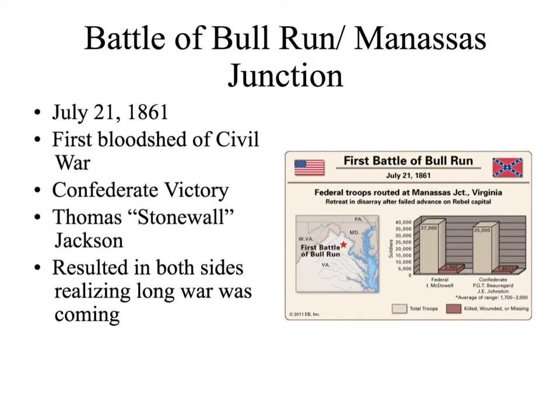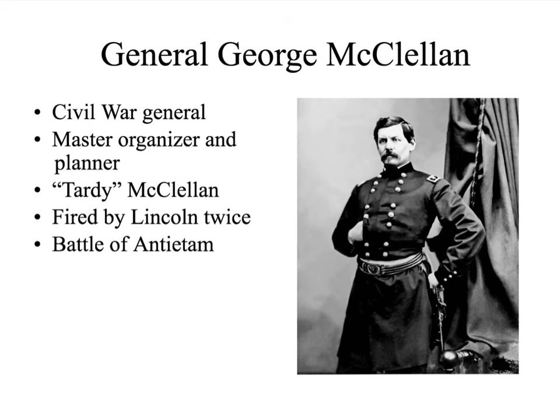So taking a look at some of the first fighting, the first bloodshed of the war happened at Bull Run or Manassas Junction. It's the same area. So July 21st, 1861, the first bloodshed of the Civil War, ended up being a Confederate victory. We are introduced to Thomas Stonewall Jackson. He was Robert E. Lee's right-hand man. It resulted in both sides realizing that the war was going to be long. And I'll go through the battles in class too.